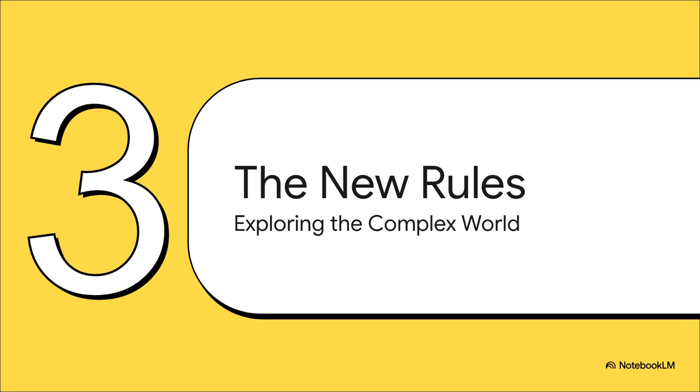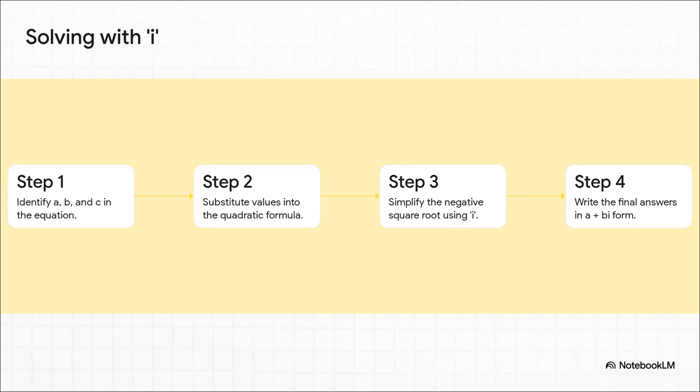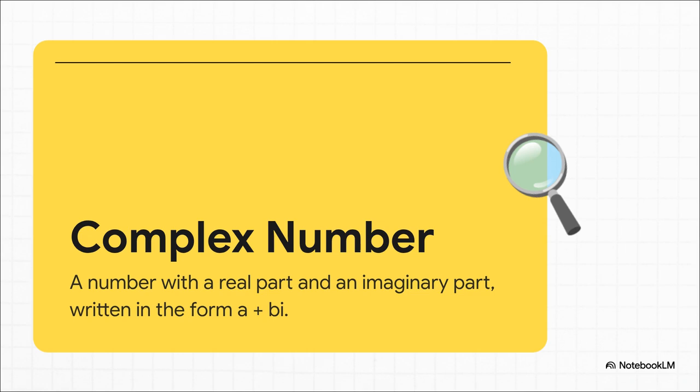Okay, so we've got this incredible new tool, i, but how do we actually use it to solve the mystery of our floating parabola? Let's walk through it step by step. The great news is the process is pretty much the one you already know. You find your a, b, and c, you plug them into the formula. The only new trick is in step 3. When you hit that negative under the square root, say the square root of -16, you just split it up. It becomes the square root of 16 times the square root of -1, which is just 4i. Simple as that.